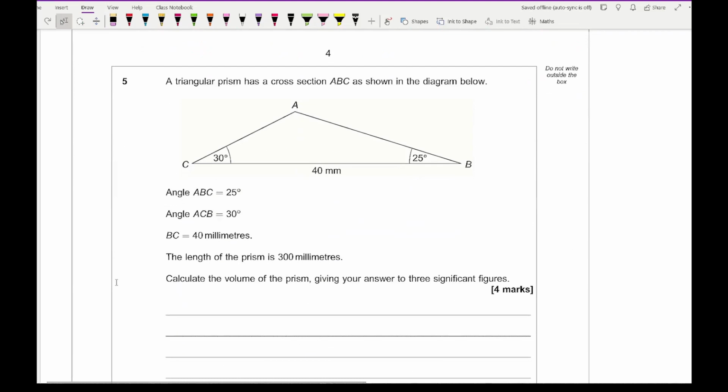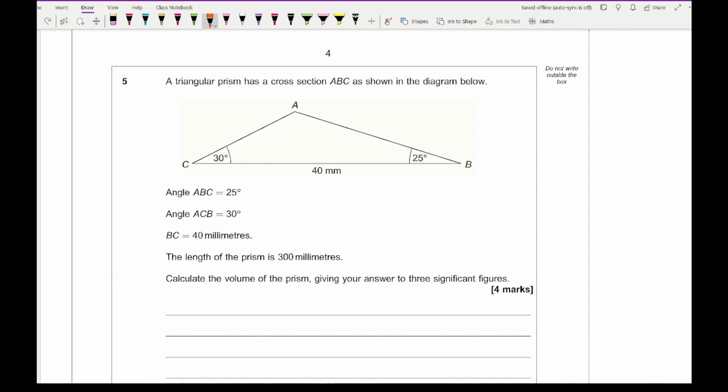Then moving on to question 5, it says that a triangular prism has a cross section ABC as shown in the diagram below. Angle ABC is equal to 25 degrees and angle ACB is equal to 30 degrees. BC is equal to 40 millimeters and the length of the prism is 300 millimeters. Calculate the volume of the prism, giving your answer to 3 significant figures.